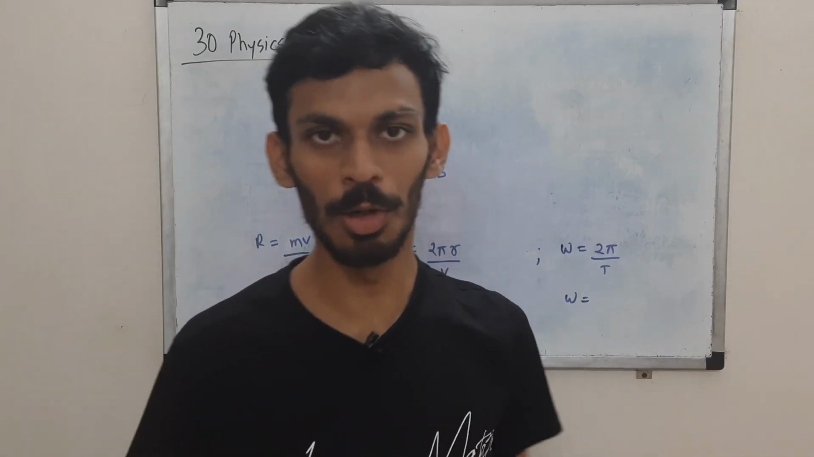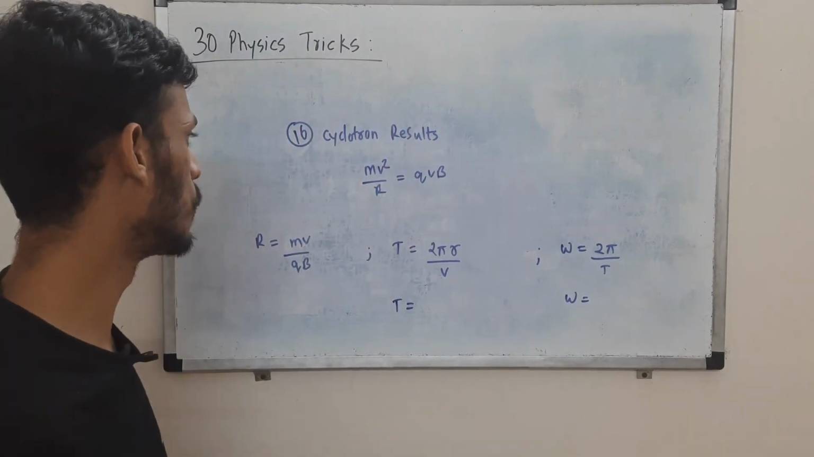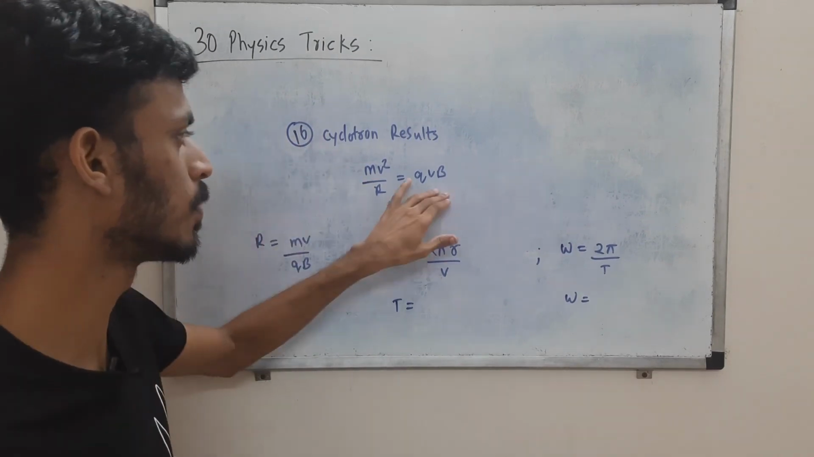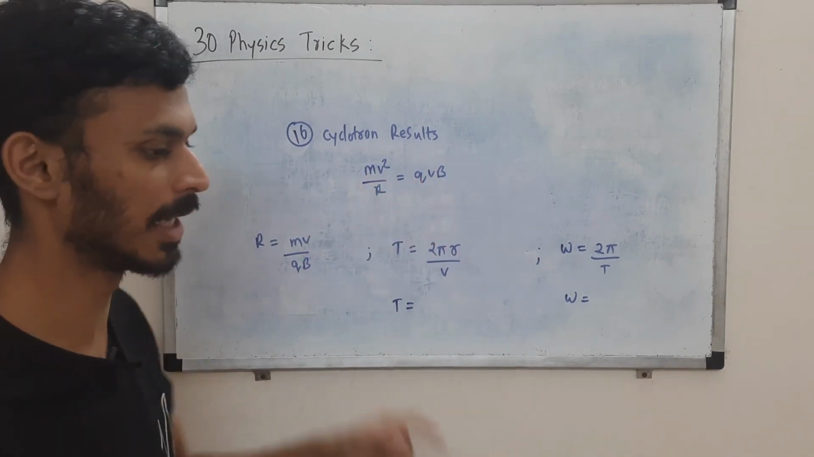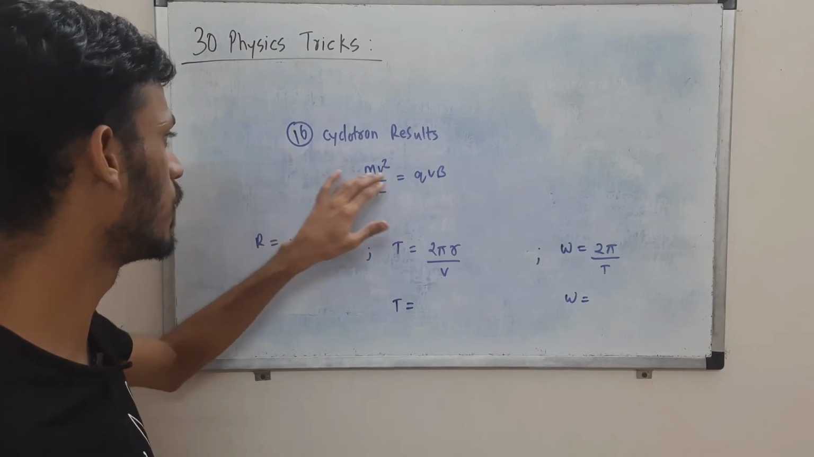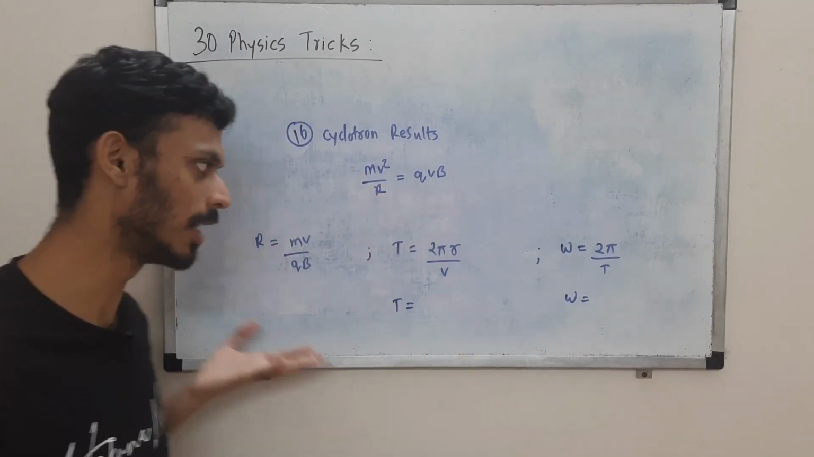16, the cyclotron results. Okay, this is one of the simplest tricks in your book, because basically in cyclotron what happens is that the centripetal force is provided by the Lorentz force, right? And we have perpendicular magnetic field to the motion, so it's basically the sin theta is dropped. Okay, so mv square by r is qvb. Okay, you just need this one thing to derive all these formulae.